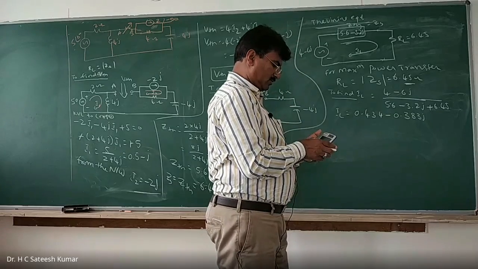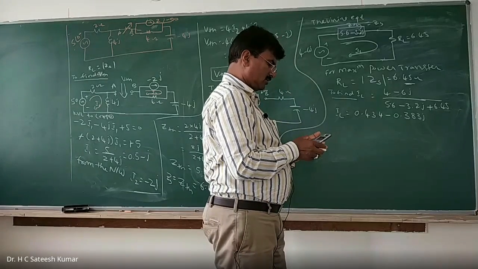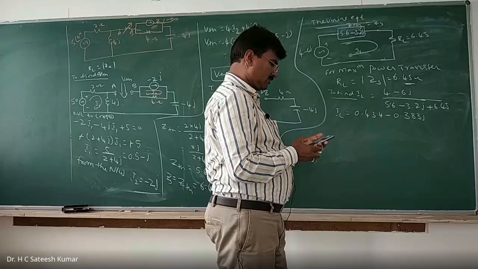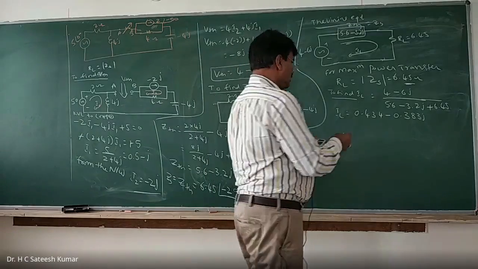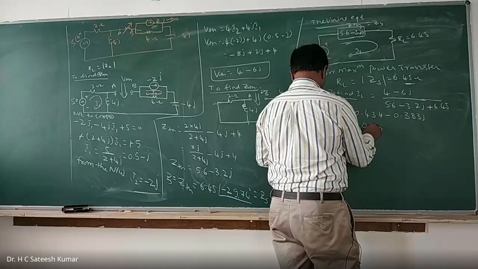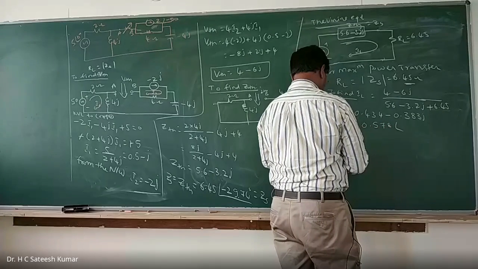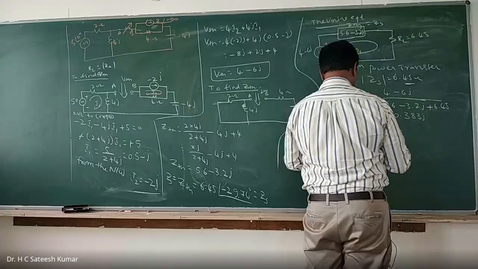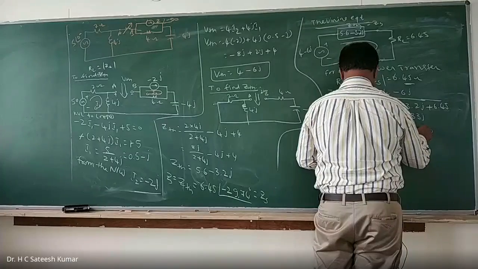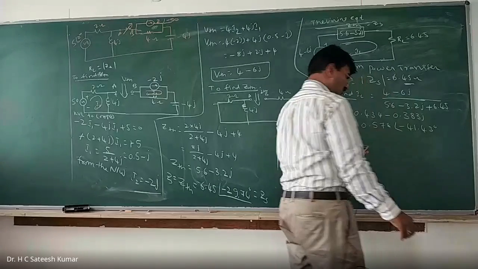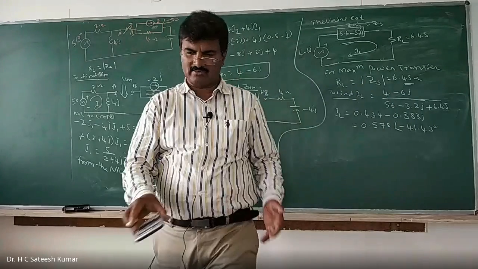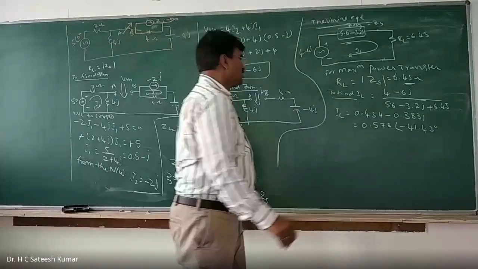Shift complex 3 equals 0.578 at an angle of minus 41.43 degrees. There itself you do it. Okay. There is an advantage if you do it like this, so that your calculation becomes very easy. Okay. Power is equal to what?